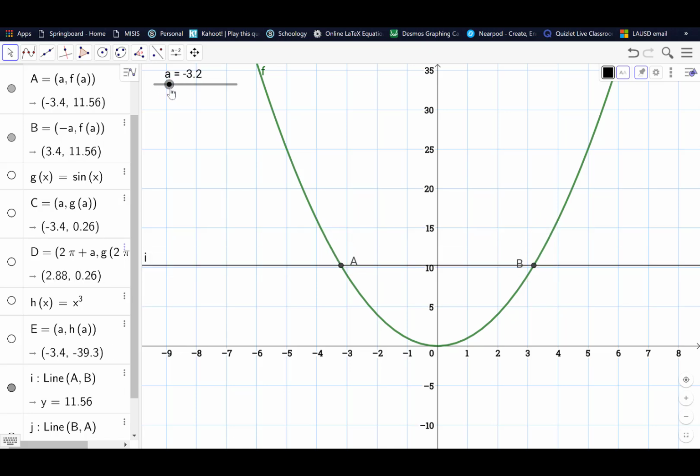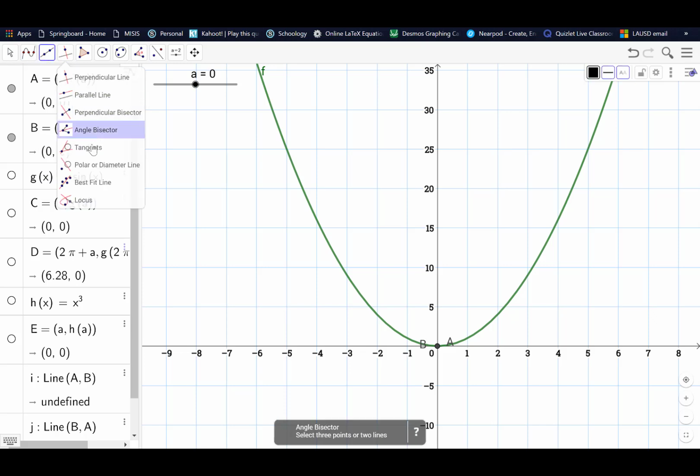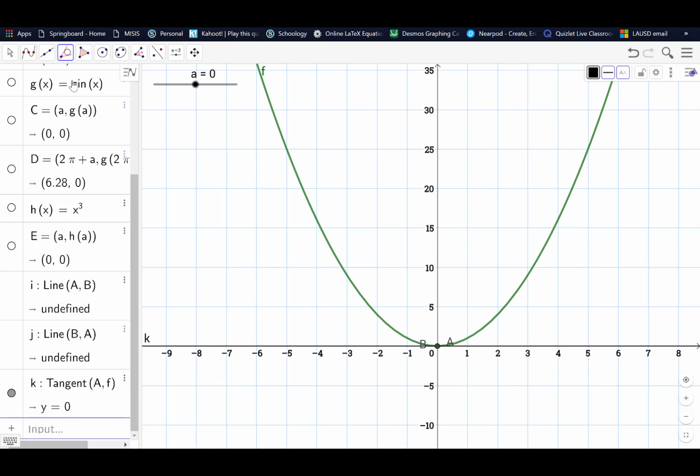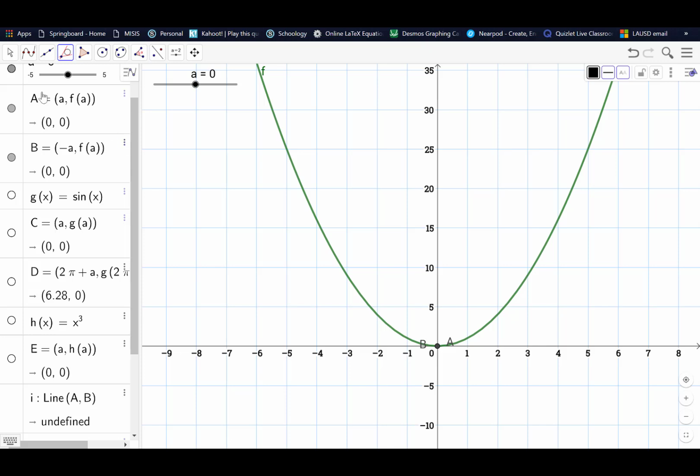Also, you'll notice that at this point right here, when A equals 0, there is a horizontal tangent. There's a horizontal tangent right here. And what that means is that this function is decreasing and then increasing. So this is an example of a function that's not one-to-one.